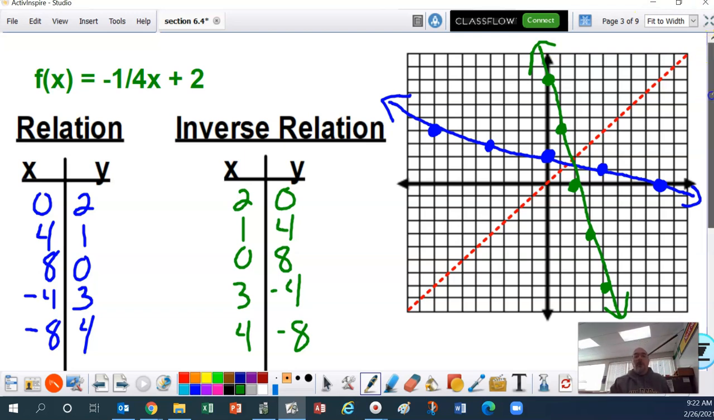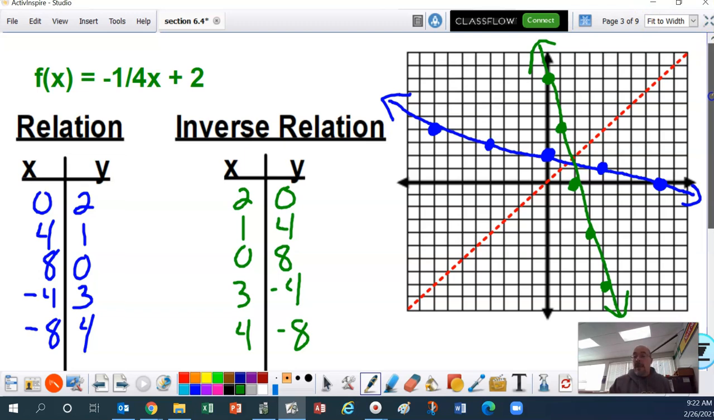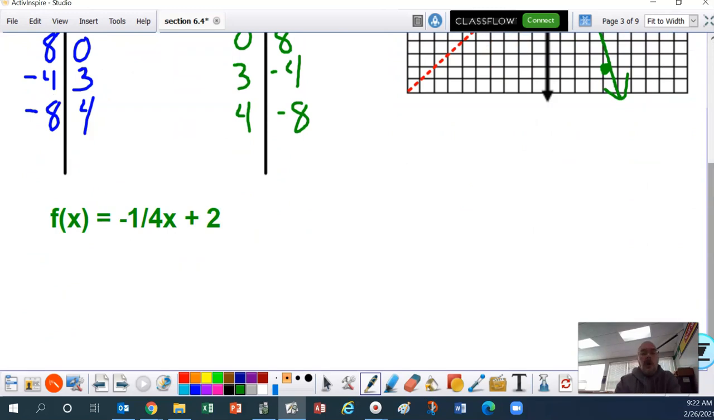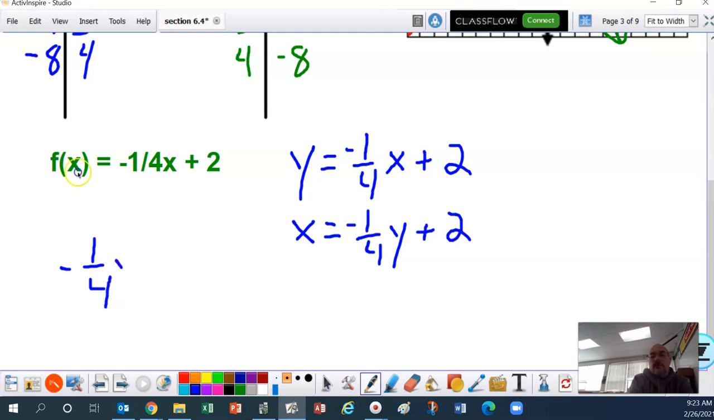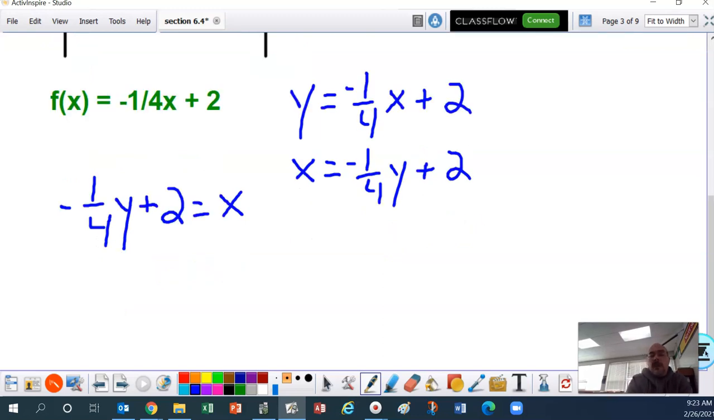Okay, now we're going to rewrite it and figure out what is that equation. All right, here we go. So I'm going to rewrite y equals negative 1/4 x plus 2. We're going to switch x and y. Now I'm going to rewrite it so the y is on the left side. And then I'm going to solve for y. I'm going to take away 2.